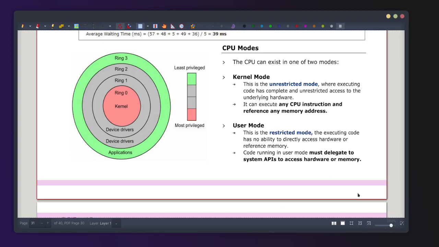Hi guys, so what we'll look at next is CPU modes. Now, although we learned that the core of the CPU is the kernel, there are multiple other layers to this, and that's where the topic CPU modes come in. CPU can exist in one of two different modes, right? The first mode being the kernel mode and the other mode being the user mode.